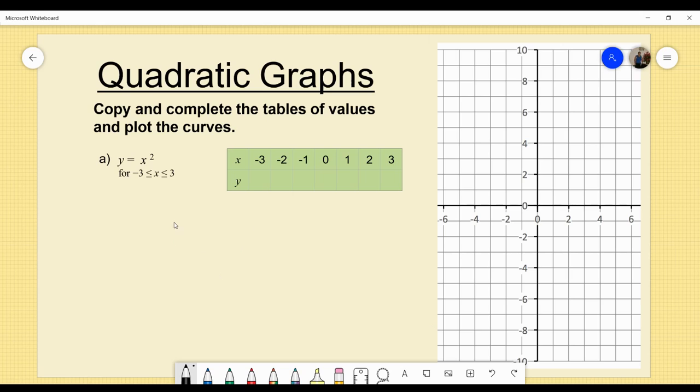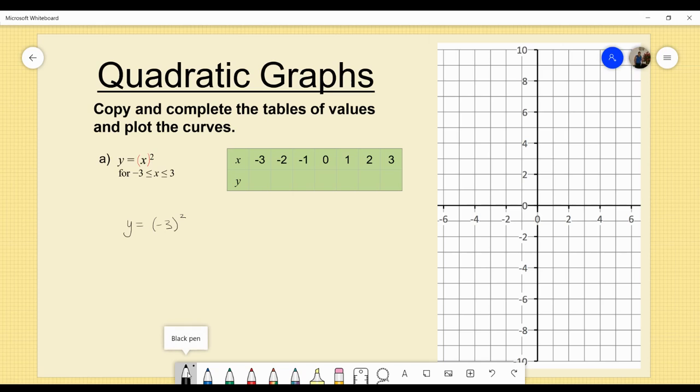So this is the easiest type of quadratic graph because it's only got this part that we need to work out, the x squared. And therefore, we can do that by substituting in each of the numbers. So I know y is equal to (-3) squared, and we always want to pop it in a bracket. Whenever you're doing this type of question, I would always put a bracket around the x's, because that's going to remind you where you're going to substitute each of the numbers into.